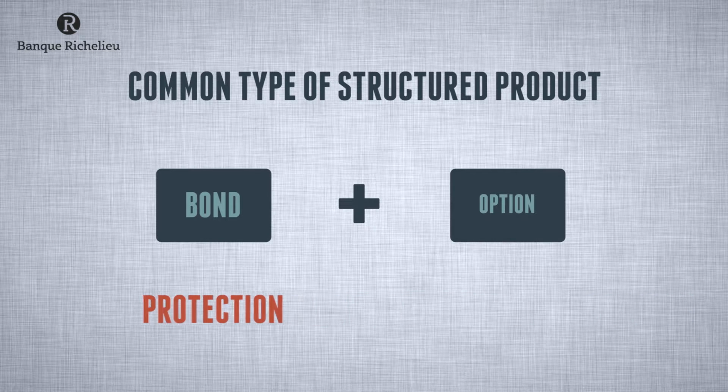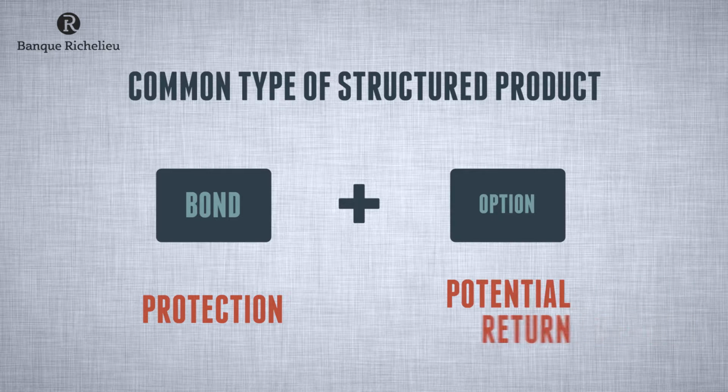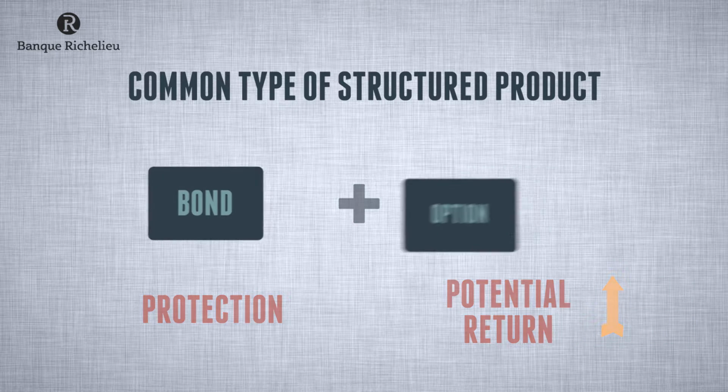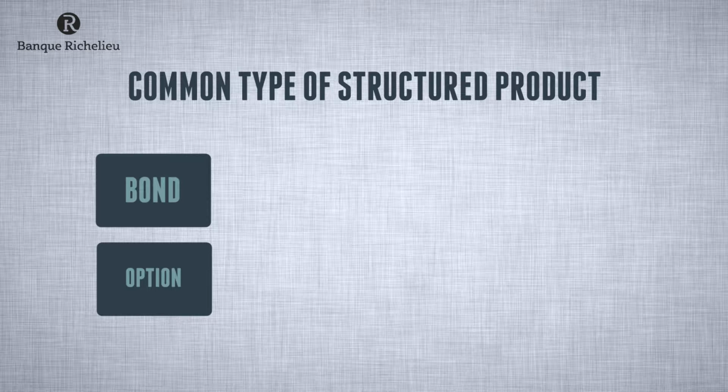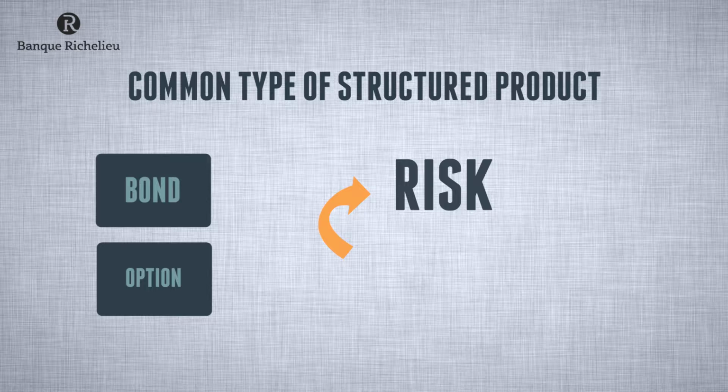Bonds are designed to help protect capital, while options allow investors to enjoy a potentially high return. This combination of products will enable investors to adjust the level of risk that they're willing to take, depending on the desired return. Let's look at an example.